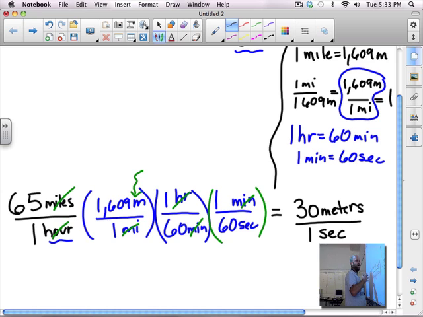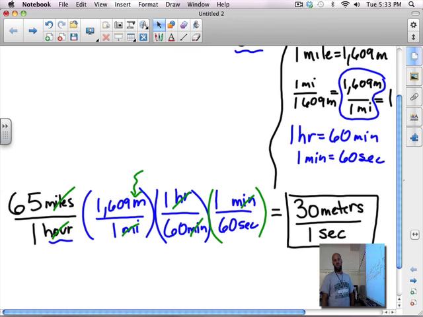So you should try that out, check yourself. Make sure you can get 30 meters per second. It's actually 29.1, I think. 30 is a good, reasonable number.